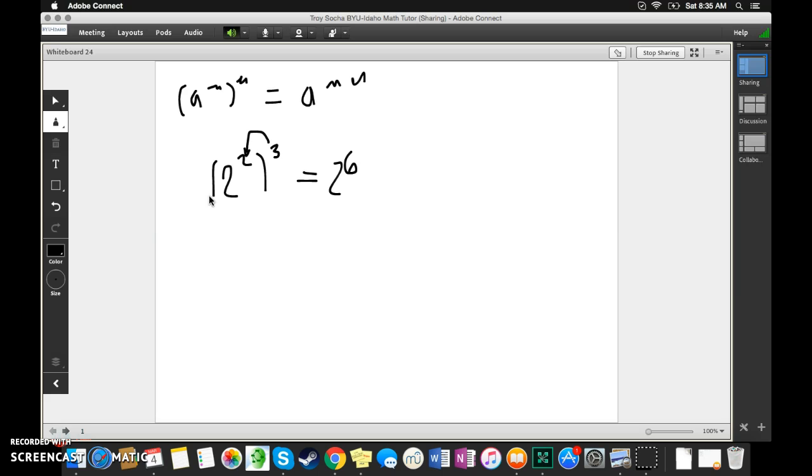So let me go over that again. This is the same as saying we're multiplying 2 by 3 to give us 2 to the sixth. But this rule gets more complicated than that.